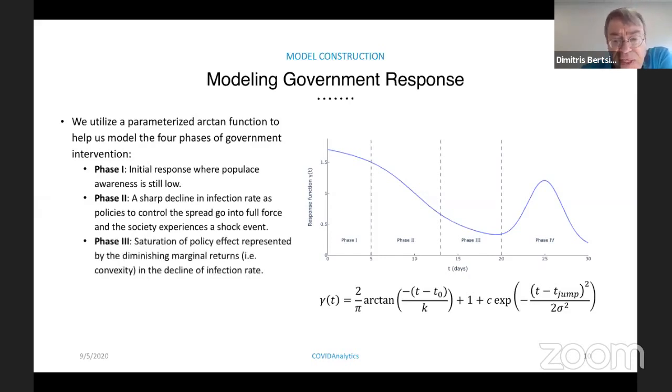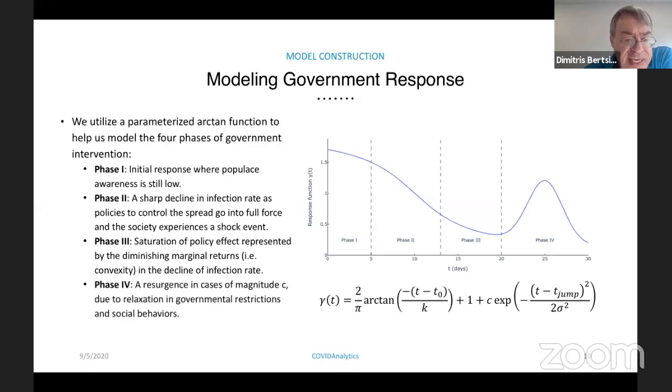Phase three is saturation of the policy effect, represented by diminishing marginal returns, which is the decline of the infection rate. And then phase four is a resurgence in cases, by a certain multiple that is reflected in the equations, due to the fact that governments as well as people relax restrictions and behavior changes.